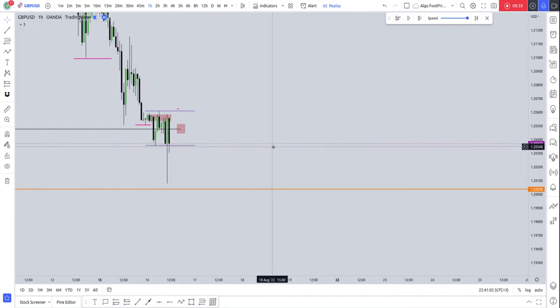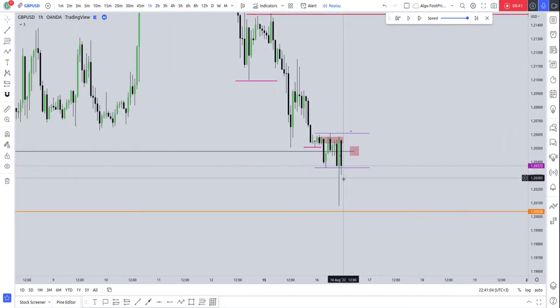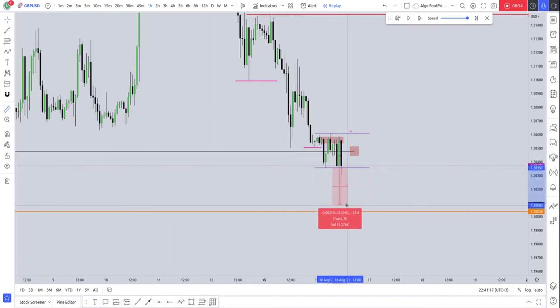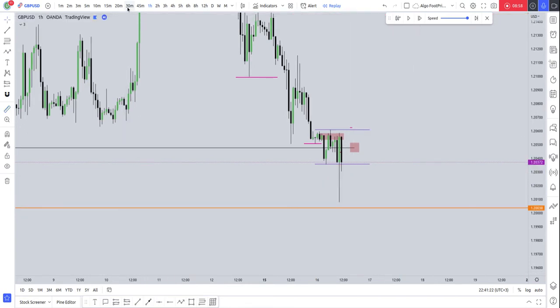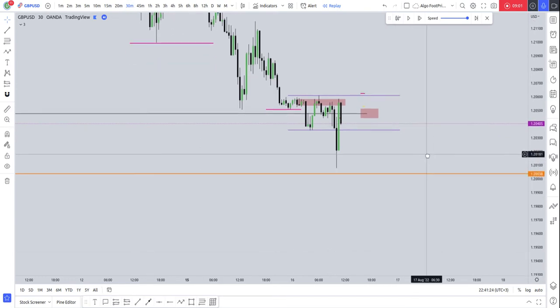Look at H1. H1 came here, took out this low, and this seems to be a rejection. Now, this rejection is so huge. If you check from here to here, this is about 27 pips. So I knew, but then when you check to M30, you realize actually it was a break in market structure, and then we have to retest and then continue going down.